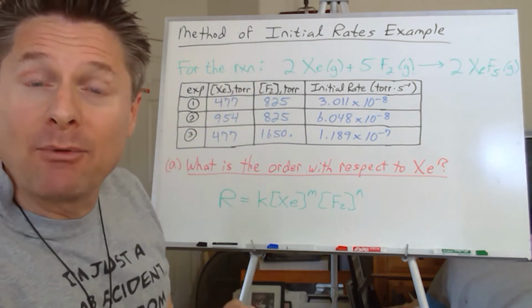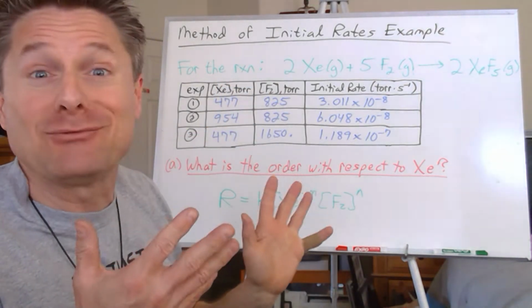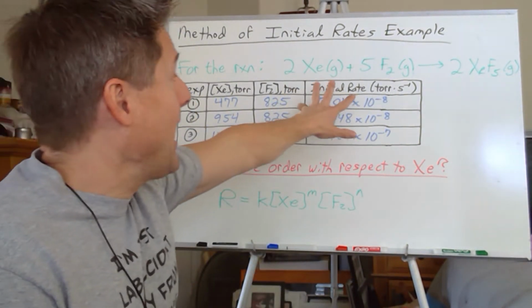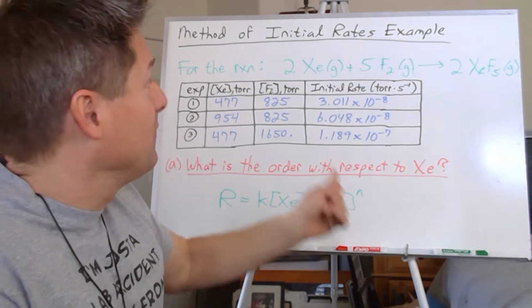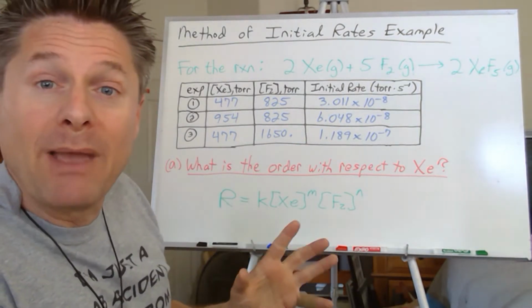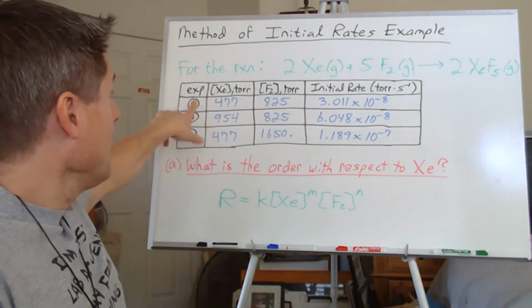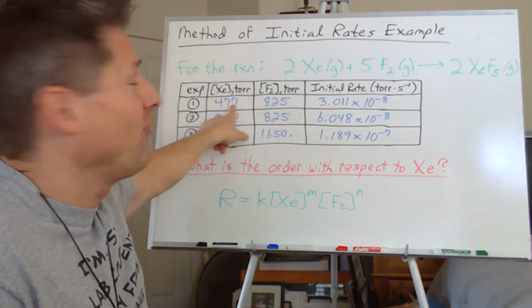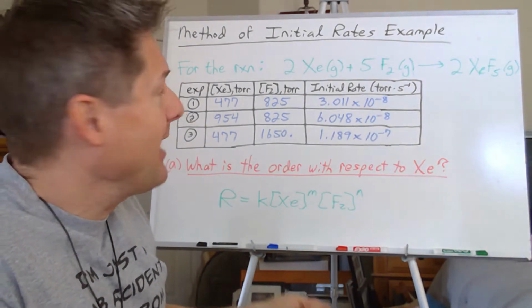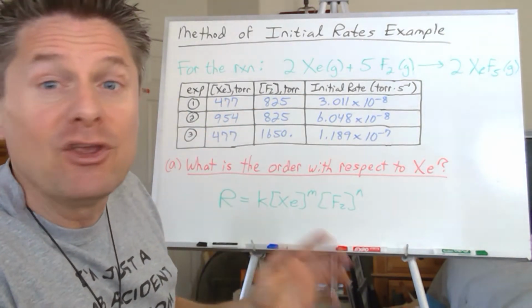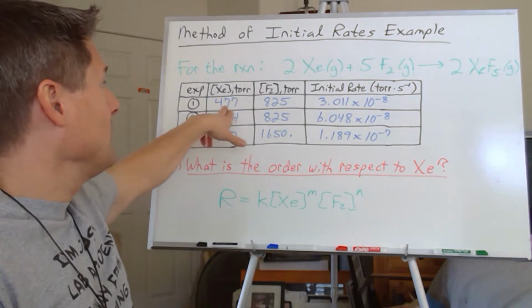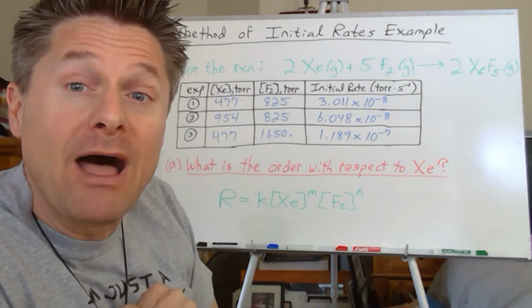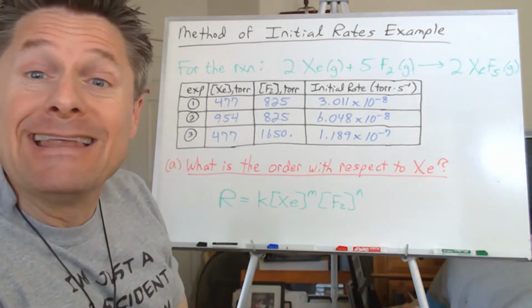Well, let's say we go into the laboratory and run some stuff. Theoretically, these are just made up numbers, right? Again, we got 2 reactants, so we need 3 experiments to be able to determine the orders with respect to the individual reactants. So let's say experiment 1, we take some xenon, and let's say 477 torr. We use a pressure in this case, right? You could do molarity, you could do whatever. The units aren't important at this point. So let's say we take 477 torr. And let's say we make the fluorine 825 torr and measure the initial rate of that reaction.